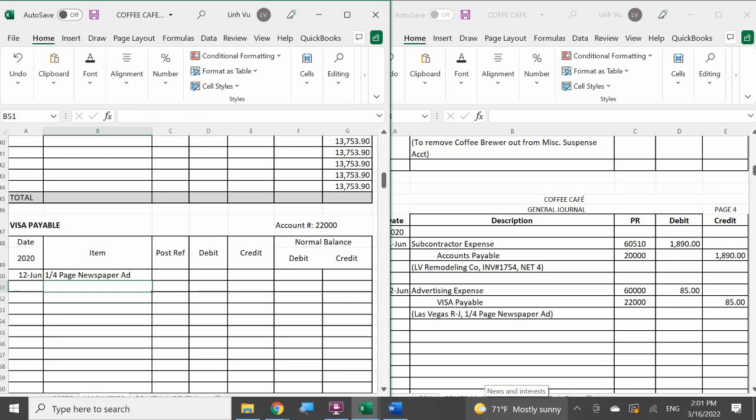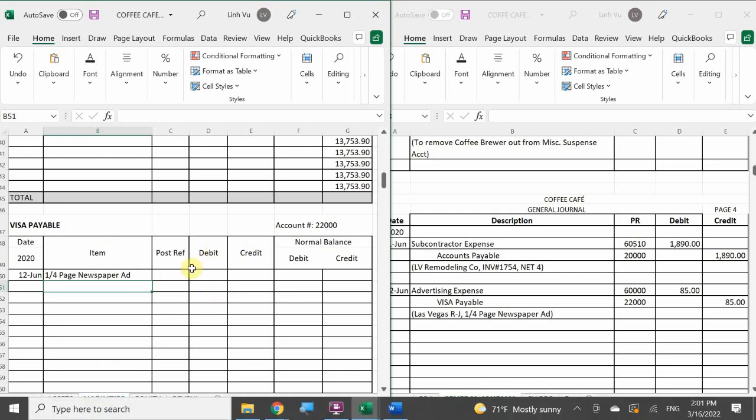So, in this case, if I see that it's Las Vegas RJ, I must have bought something from them. So in this case, I purchased a quarter-page newspaper ad. If you want to add the vendor's name on here so you can make a double association with this transaction, it's up to you. If I compare my credit card statement to this, I can automatically know that since the numbers are going to be the same, even though it says Las Vegas RJ, I know because in my notes I paid for advertising expense.